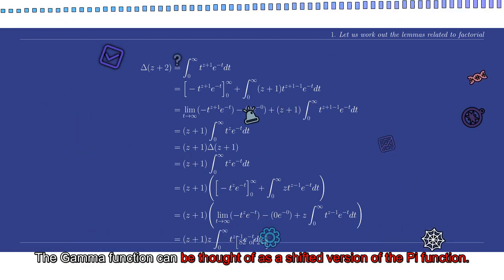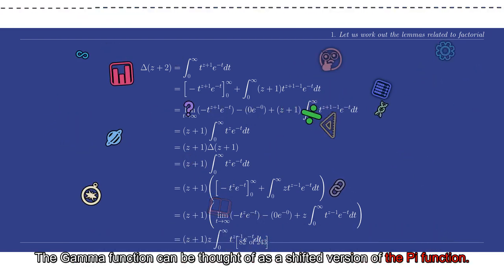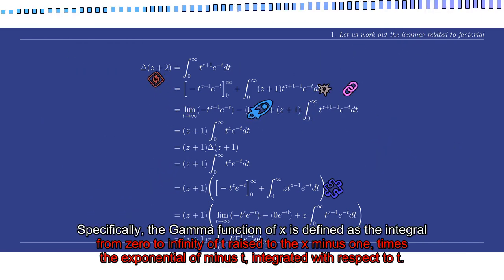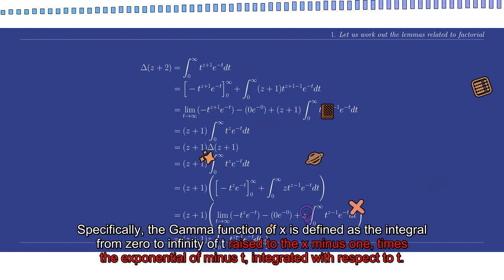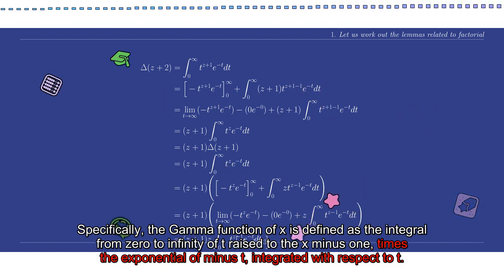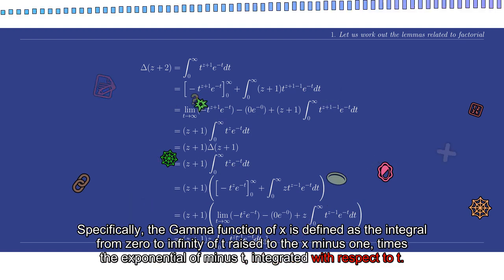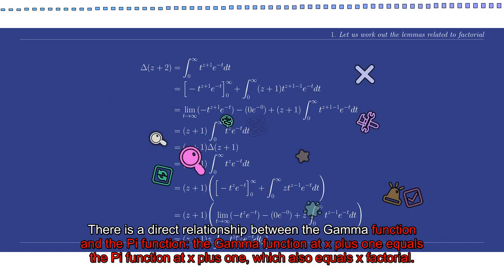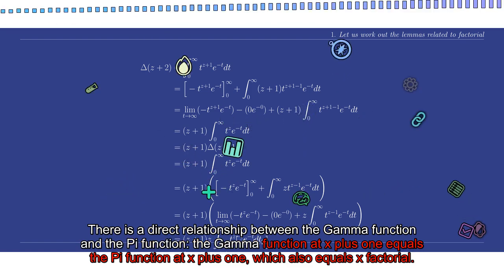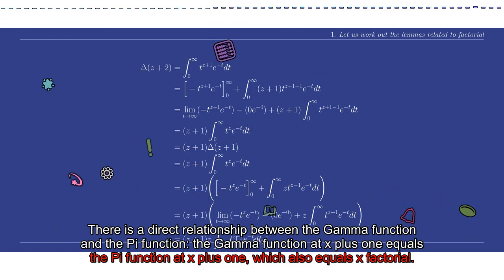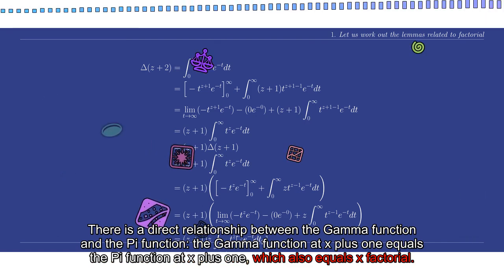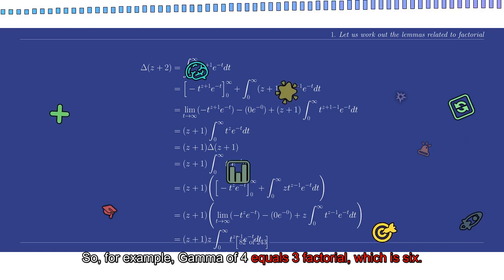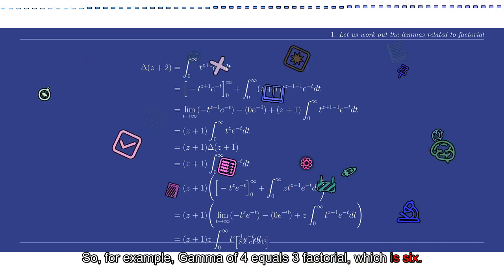The gamma function can be thought of as a shifted version of the pi function. Specifically, the gamma function of x is defined as the integral from 0 to infinity of t raised to the x minus 1 times the exponential of minus t, integrated with respect to t. There is a direct relationship between the gamma function and the pi function. The gamma function at x plus 1 equals the pi function at x plus 1, which also equals x factorial. So, for example, gamma of 4 equals 3 factorial, which is 6.